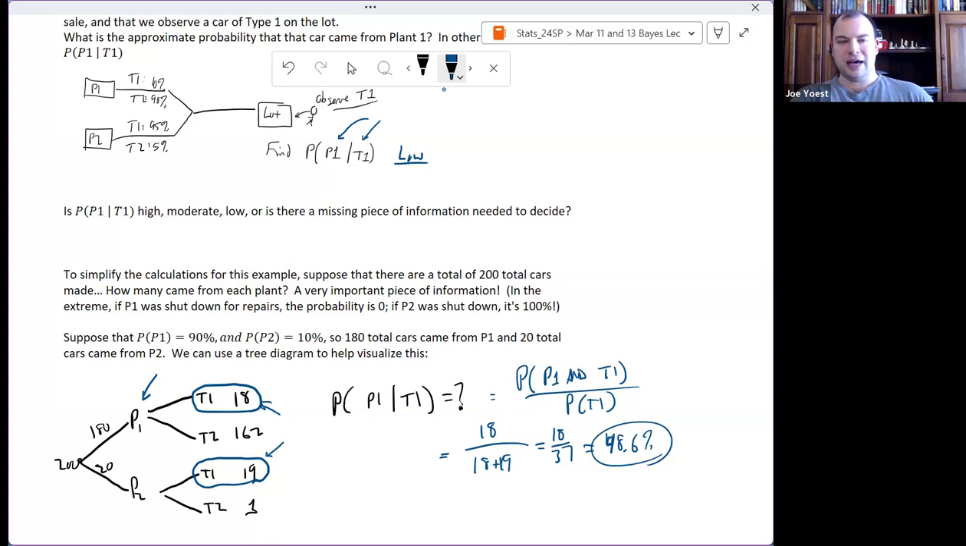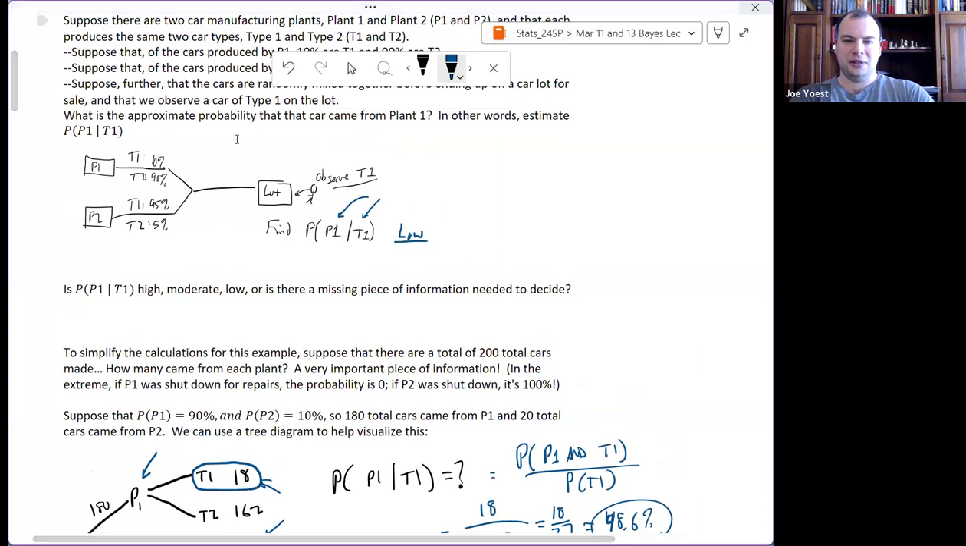The fact that plant 1 produces way more cars in general than plant 2 offsets the fact that the proportion of type 1 cars that plant 1 produces is relatively small. So plant 1 produces a lot of cars overall, a small fraction of which are type 1 cars. Plant 2 produces a small number of cars overall, a large fraction of which are type 1 cars. So those two kind of balance.